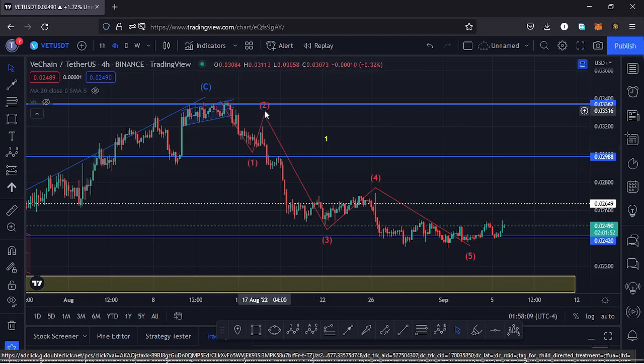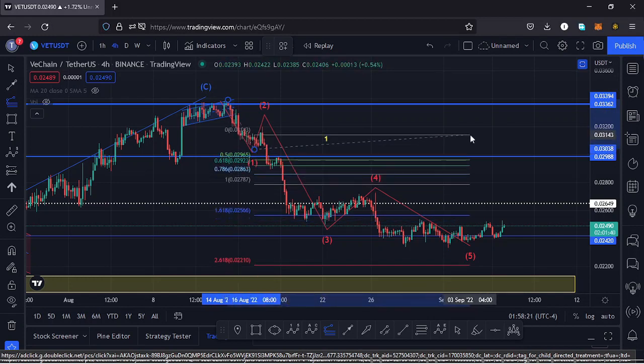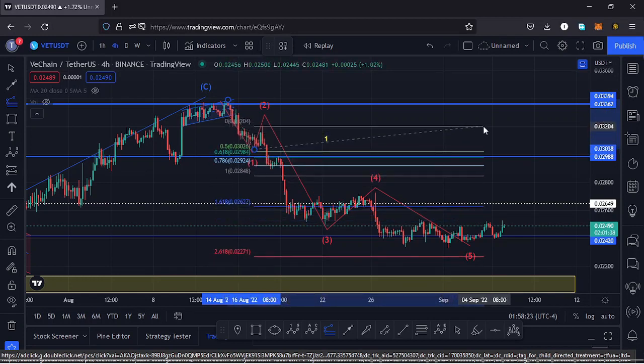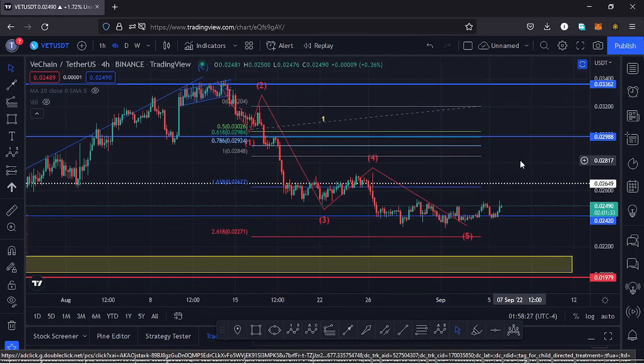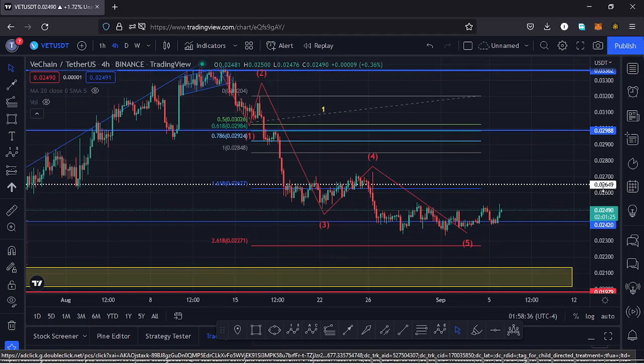Then after making our wave 2 high, we can use the Fibonaccis to get a target area for that third wave to the lower side by just connecting this high over here to the low of the wave 1, then dragging the fibs to the high of the wave 2. That gives me a minimum target area for that third wave to the lower side at around the $0.02627 mark, and you can see Vechain has respected that.